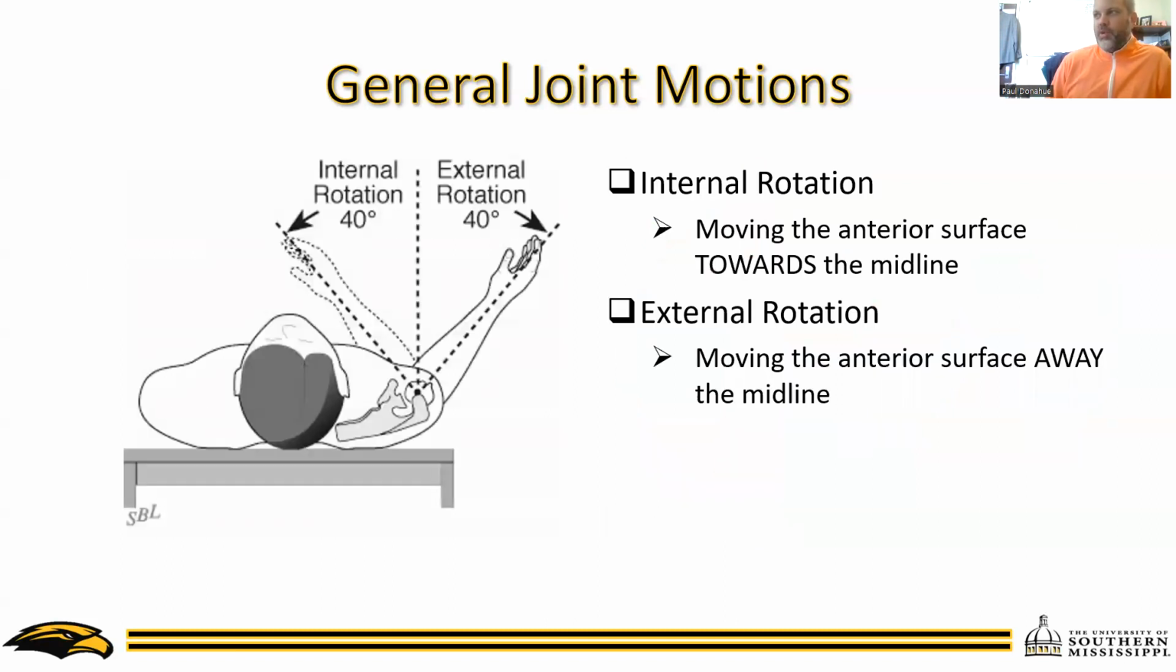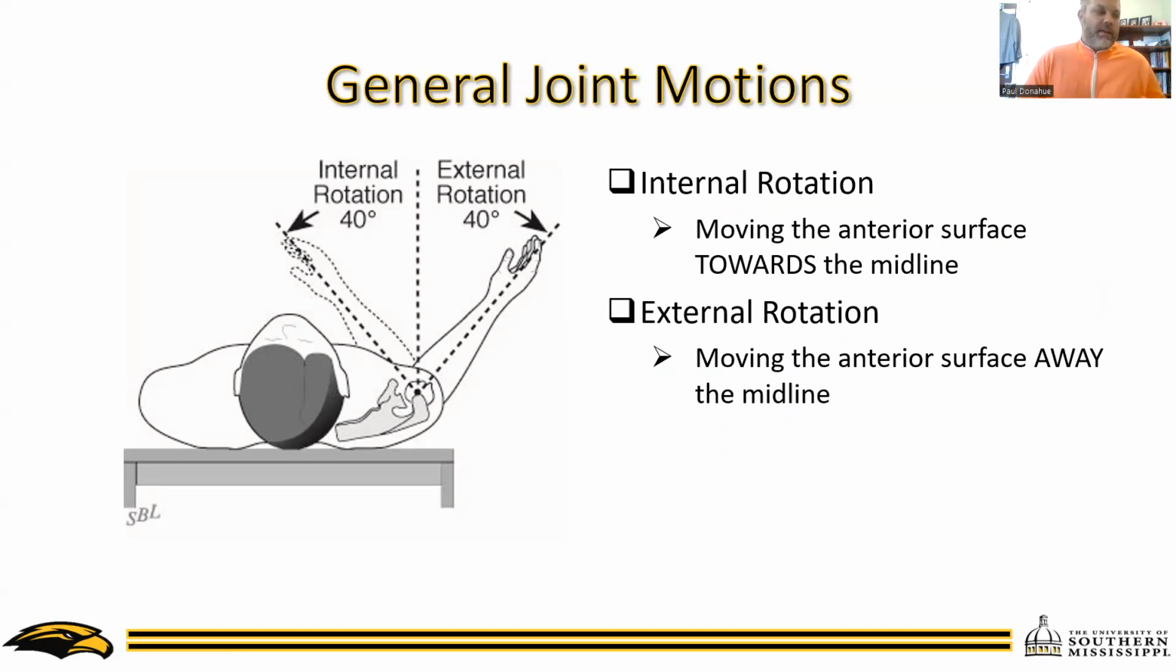And then our last set of general joint motions goes into internal and external rotation. And this is in the transverse plane. So this is taking the anterior surface, so that front surface, back from our neutral position. Is it coming towards your midline or towards your zipper, or is it going away from your zipper? If it's going away from the zipper, it's external. And if it's coming towards the zipper or towards that midline, it is internal rotation.